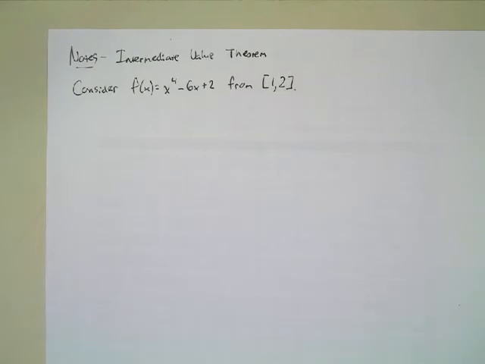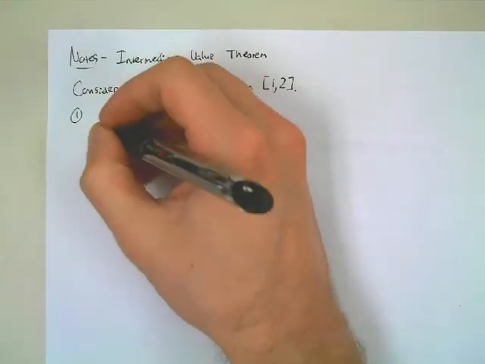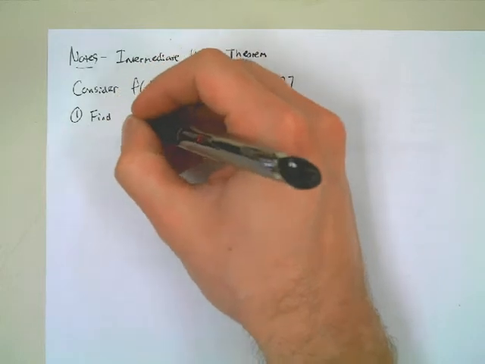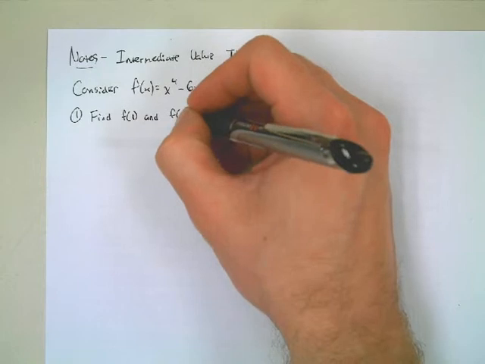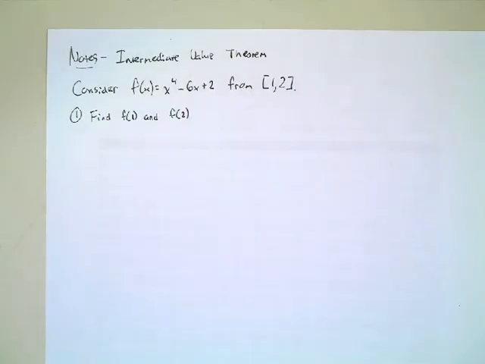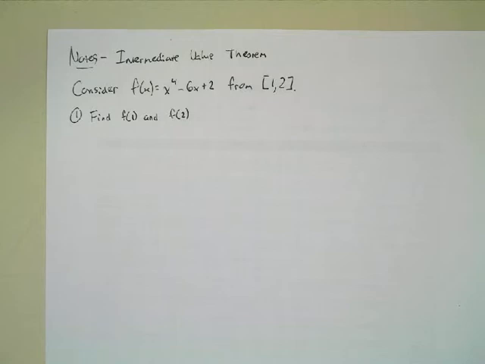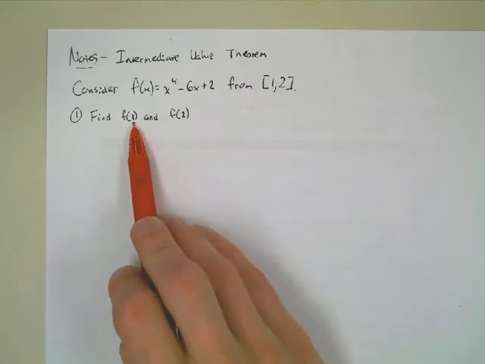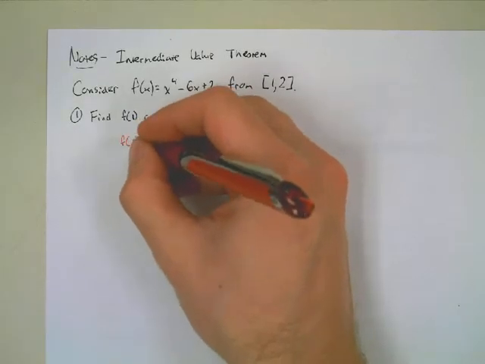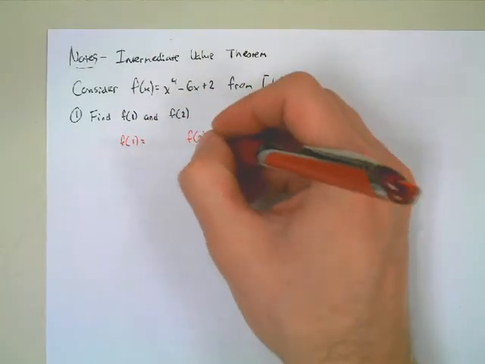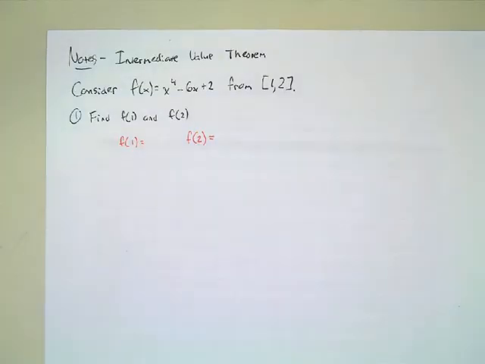Okay, so we're considering it right now. You guys are thinking about it in your brains as you're writing it down. All right, so the first thing I want you to do is take 2 seconds and find f of 1 and f of 2. You may use your calculators if you want. Go ahead and find the function value at the left endpoint of the interval and the function value at the right endpoint of the interval. Take 2 seconds and go ahead and do that.